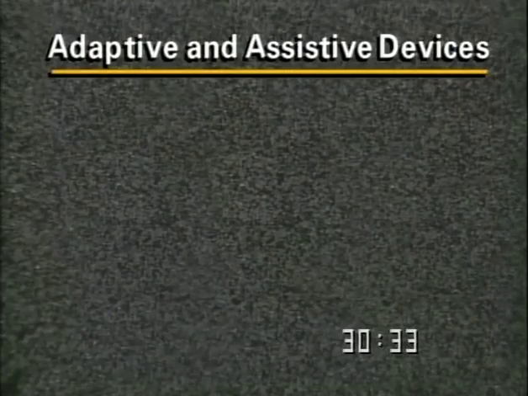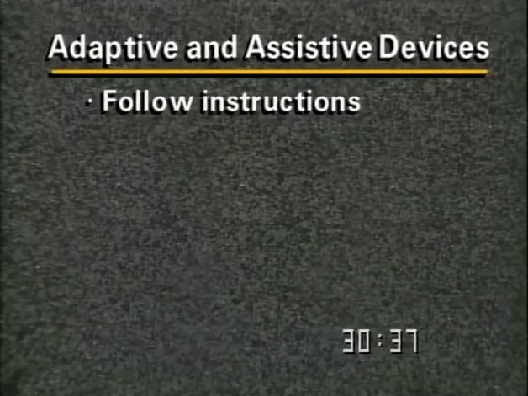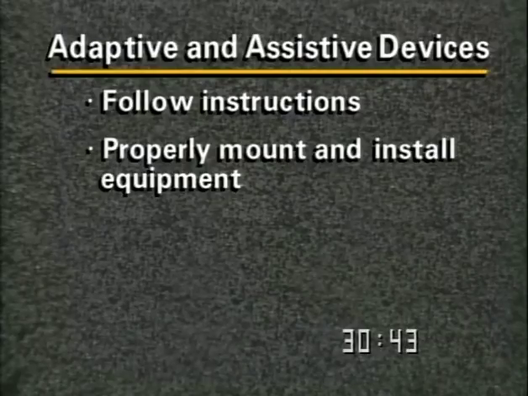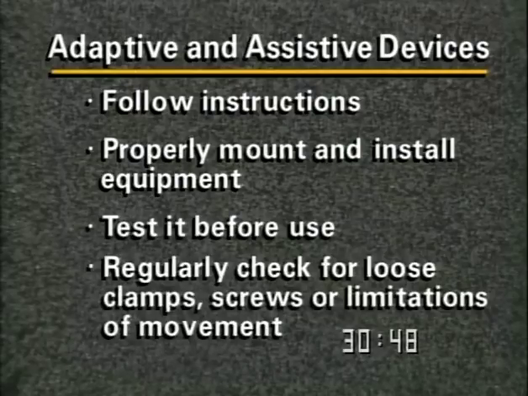Consult your medical equipment dealer about the use of adaptive or assistive devices. It's important to follow the manufacturer's instructions and any instructions from the medical equipment company. Properly mount and install the equipment and test it before use. Regularly check the equipment for loose clamps, screws, or limitations of movement. Do not use any equipment that has loose connections or is not secured in place.